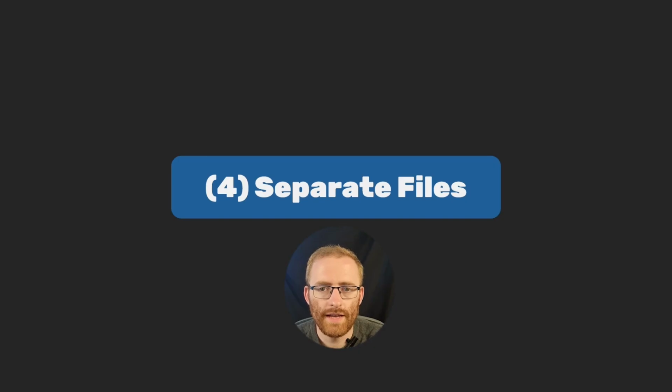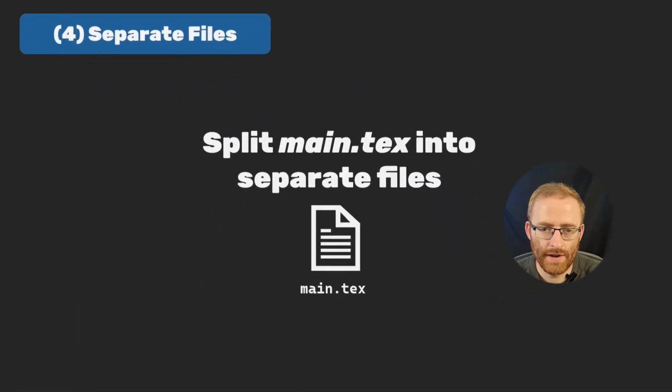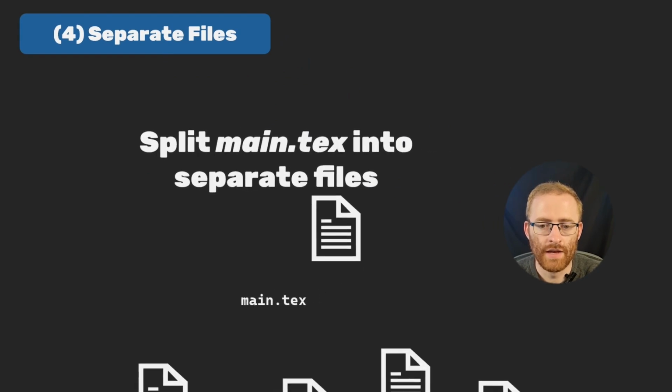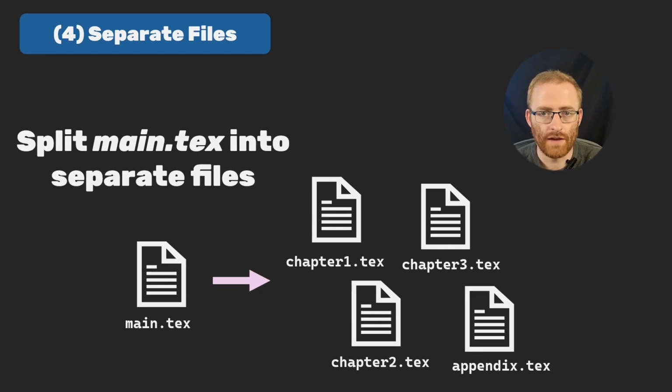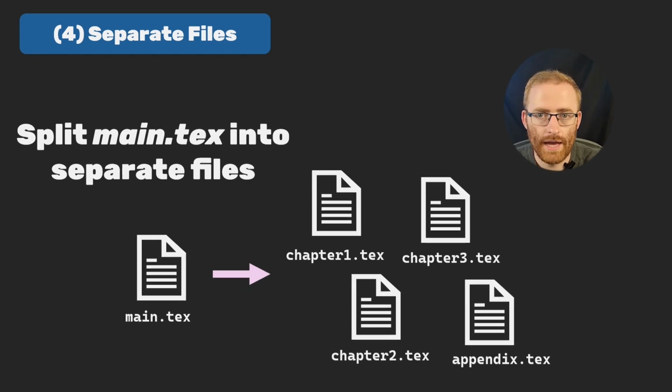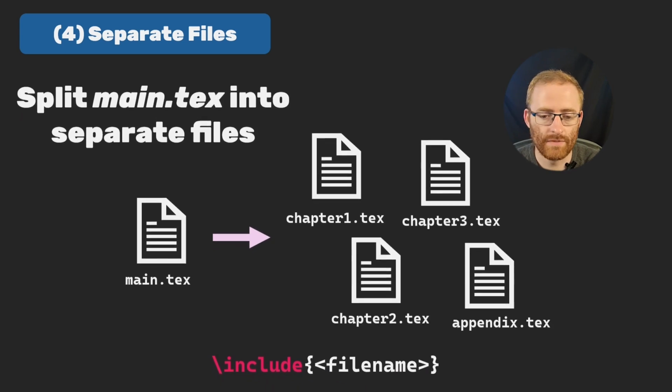In this next lesson, we will look at separating out our current pretty lengthy main.txt file into separate files. So we will split our main.txt file into other text files, each containing the content of the respective chapters or the appendix. And we will do this using the include command. So you can see the syntax is pretty simple. It just takes the argument of the respective file name.